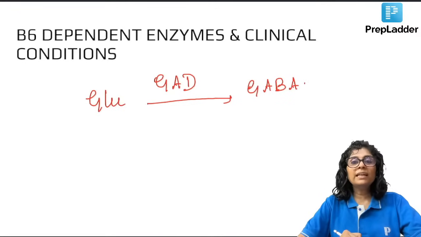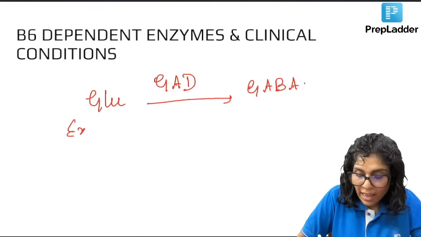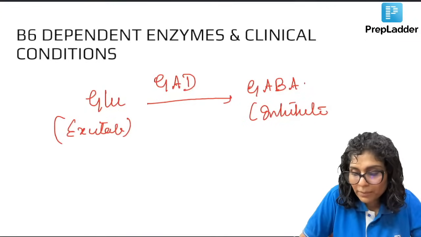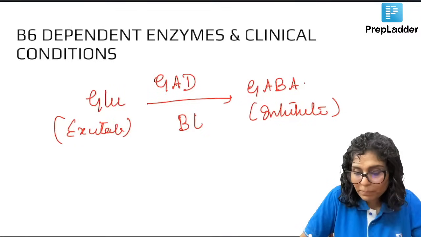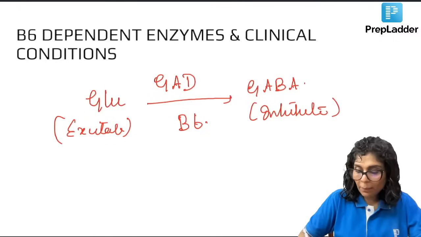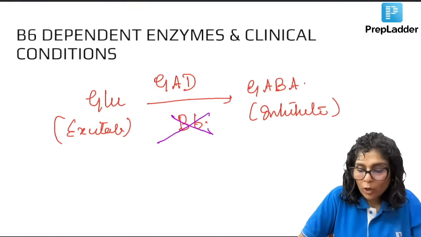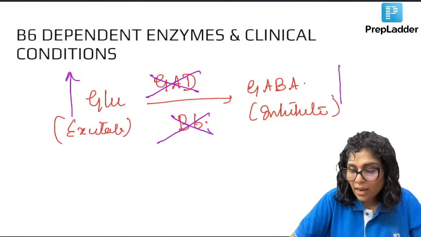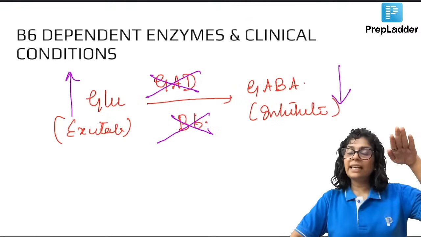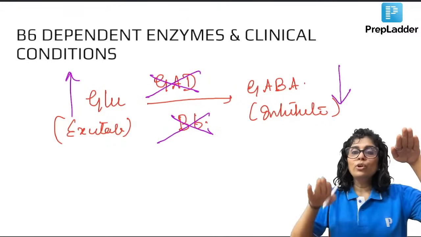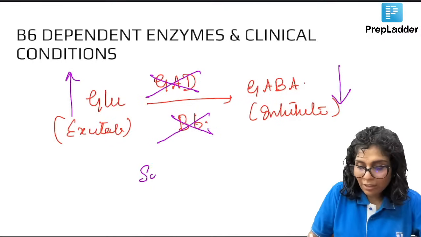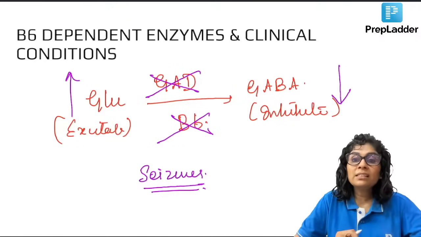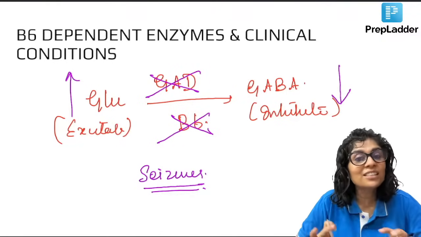What is the role of glutamate decarboxylase? It converts glutamate, an excitatory neurotransmitter, to GABA, which is an inhibitory neurotransmitter. And that is dependent on B6. That is why whenever there is B6 deficiency, glutamate decarboxylase is inactive. What accumulates? Glutamate accumulates. GABA is not formed. There is excess excitatory neurotransmitter, low inhibitory neurotransmitter, and that causes seizures. Do you understand this? So B6 deficiency causes seizures for this reason.